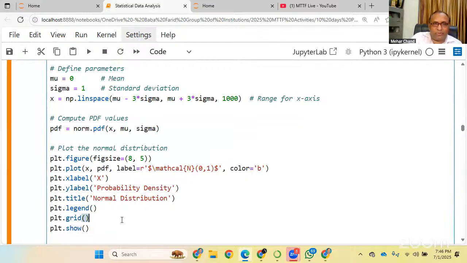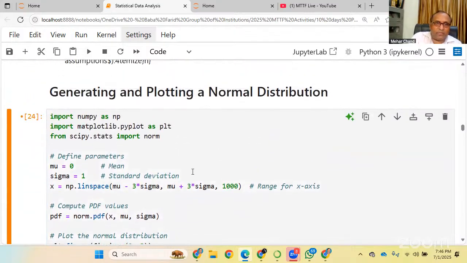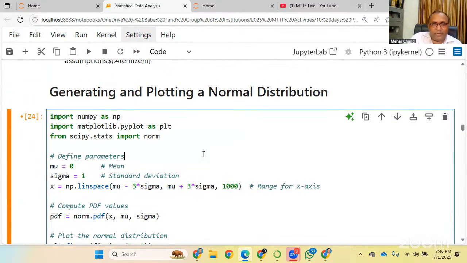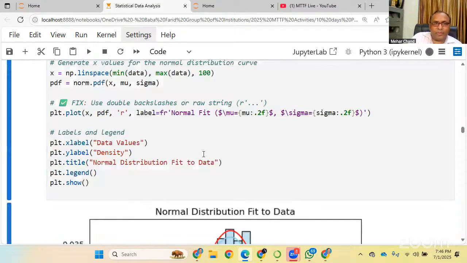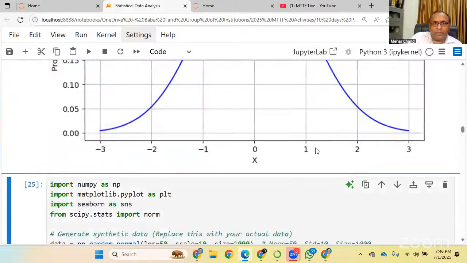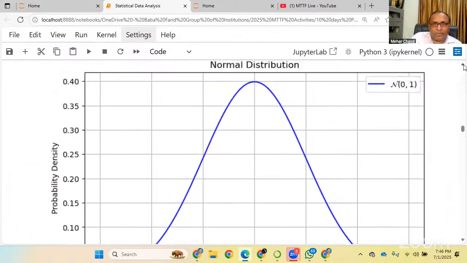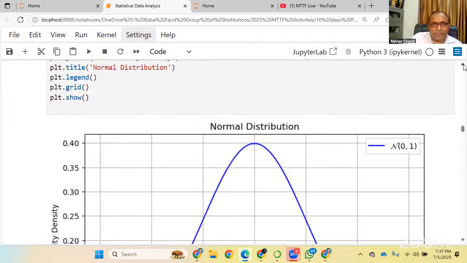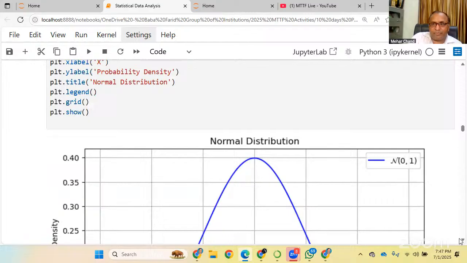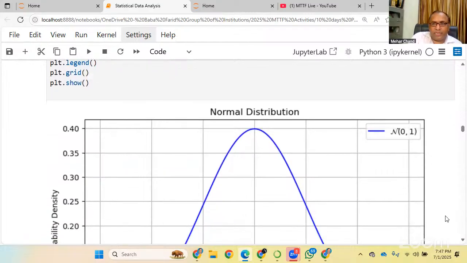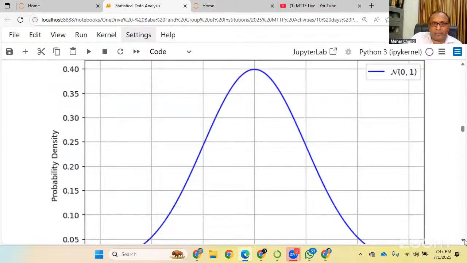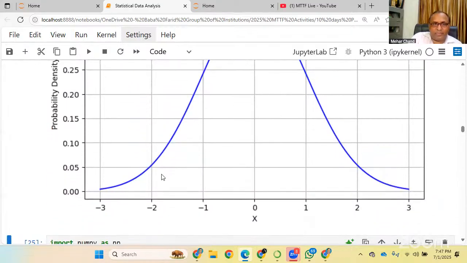First I have to check that the libraries are there. Yes, the required libraries are also there inside this shell. To run the code, press shift and enter. When you press shift and enter, we have this graph. You can see here this is the normal distribution, and you can check everything.